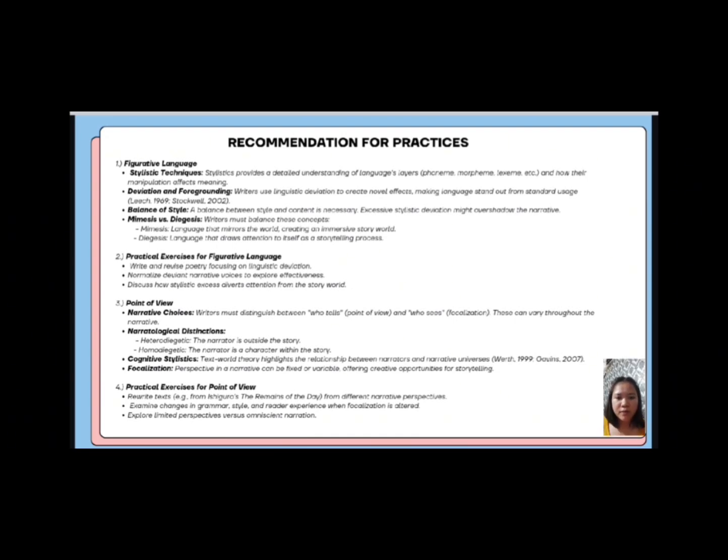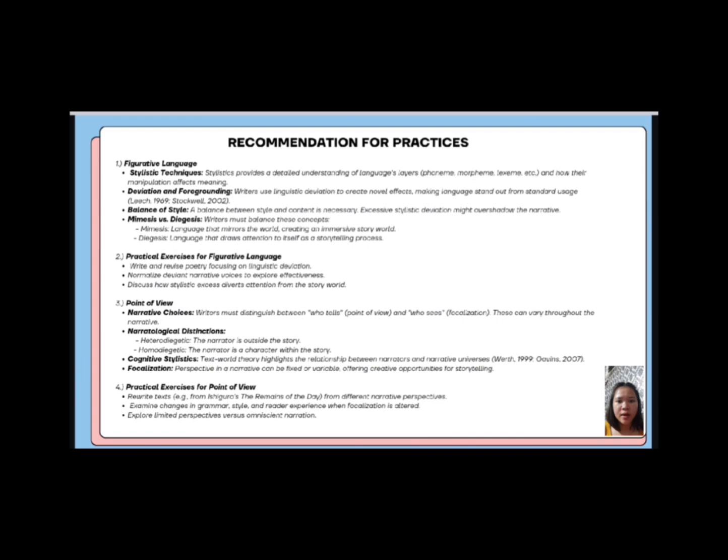The connection between narrative structure and cognitive stylistics is particularly enlightening. Text world theory, for example, suggests that narrators operate within a narrative universe, or the text world, which can contain subworlds like flashbacks or imagined scenarios. Writers must decide whether the narrator is central to the story, the homodiegetic, or external, the heterodiegetic, as this choice affects the narrative's immediacy and authority.